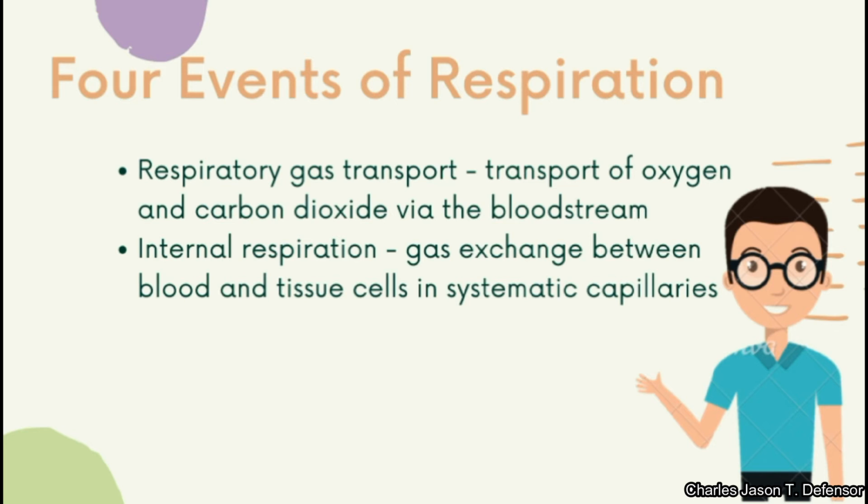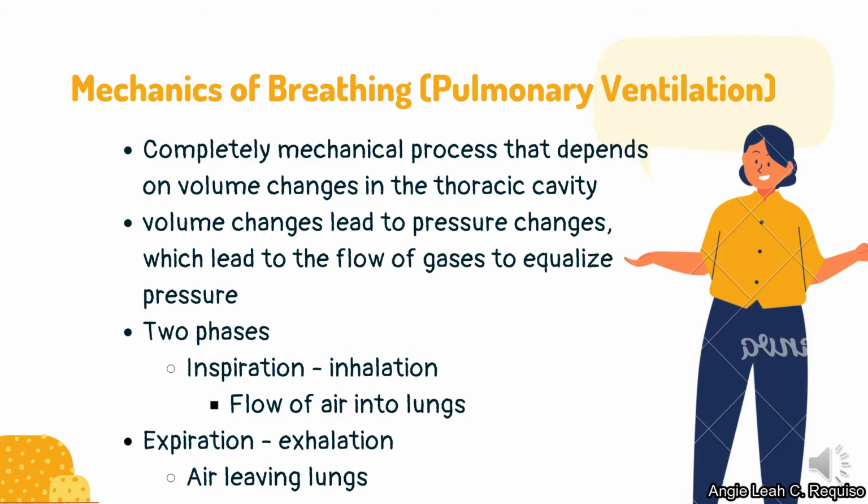The fourth and last is the internal respiration, which occurs in the bloodstream, arteries and veins. Gas exchange between blood and tissue cells in systemic capillaries. It happens when the oxygen diffuses from the blood. Oxygen travels into the cells and tissue of the body. Carbon dioxide diffuses out of the tissue cells because carbon dioxide is not needed in the body.